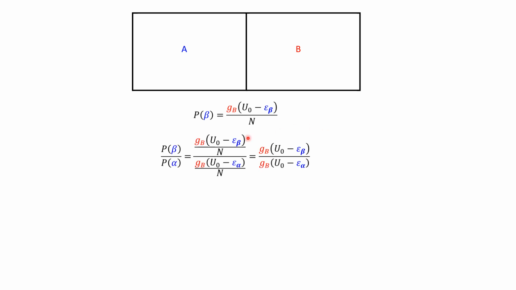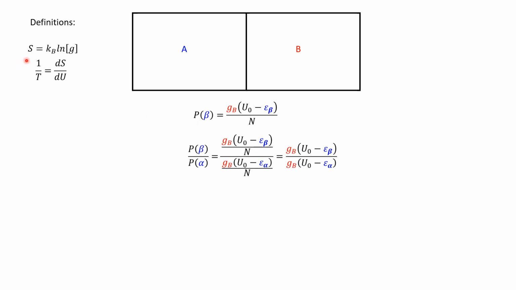So what we can do is to obtain the relative probability. So we divide the probability of finding system A in a state B by the probability of finding system A in a given state alpha. Since we have the same number of states here, the number of states disappears. So we end up with this ratio.